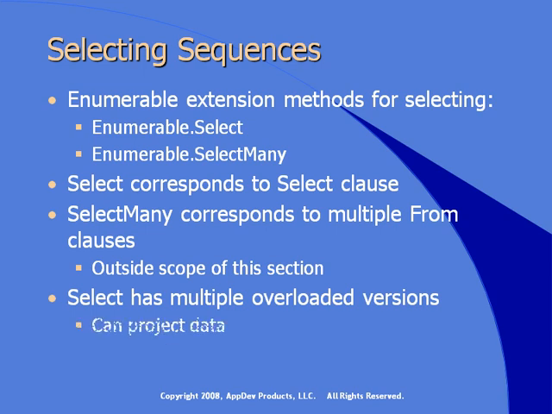You can project data. We've seen examples of this already. And you can project data along with the index. For example, if you want to know where each item appears in the collection, the Select method gives you an overloaded version you can use that gives you that information.